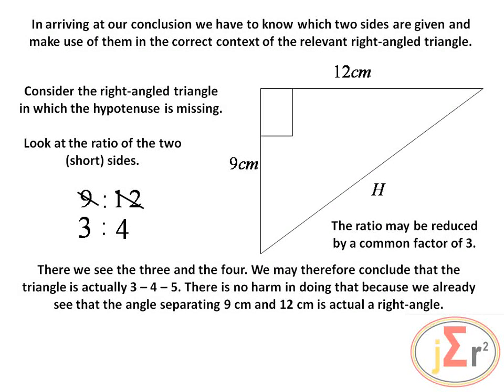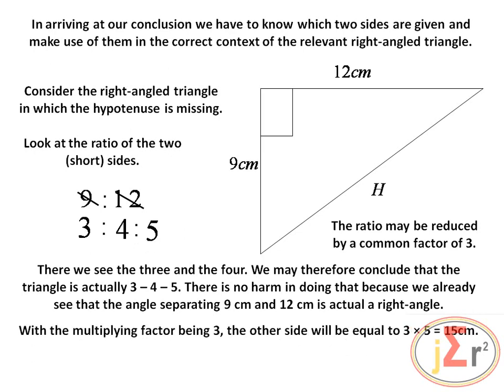There is no harm in doing that because we already see that the angle separating 9 centimeters and 12 centimeters is actually a right angle. So we know already that it is a right-angled triangle. Further, we see that the 9 and the 12 are the two short sides, so we may conclude that the other side is 5, which is the longest side.